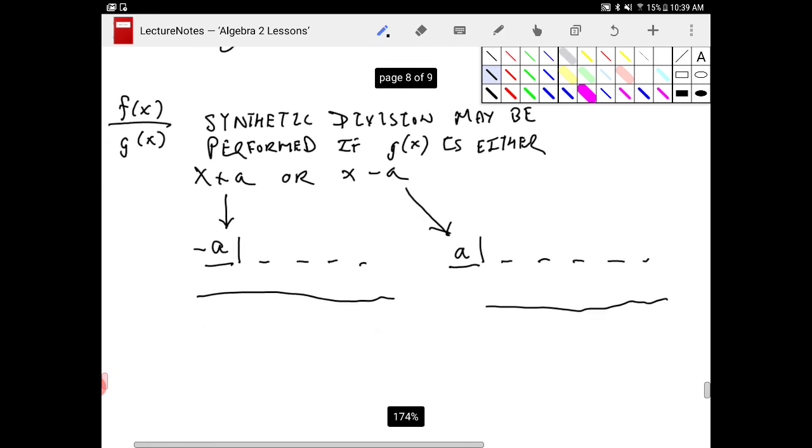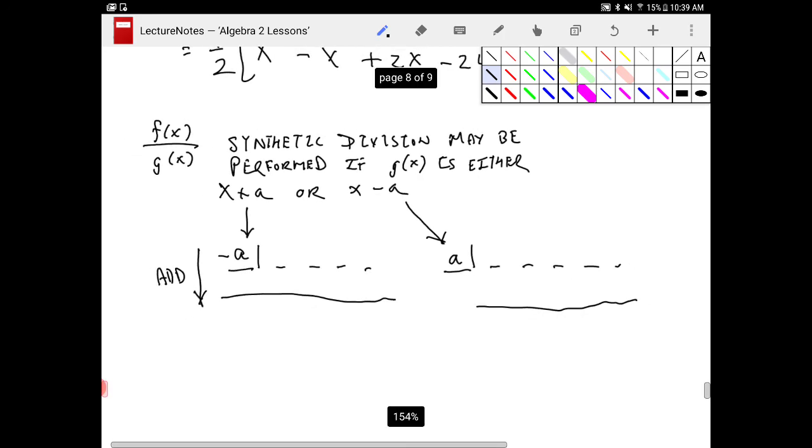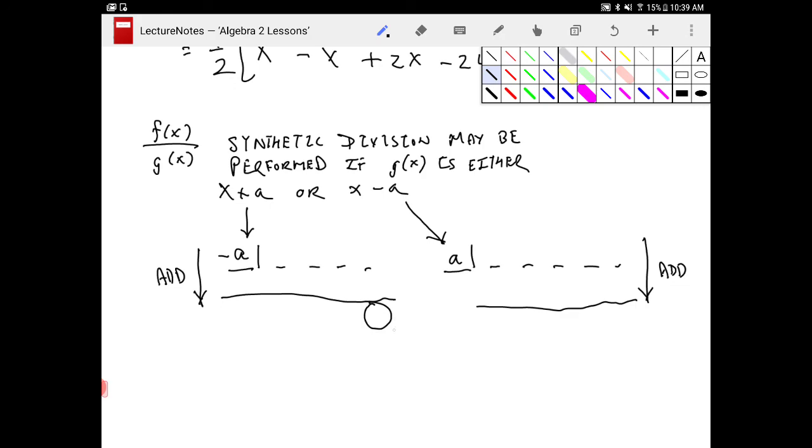Whenever you perform the synthetic division, we're always adding. We are always adding. The last number that you get, this is our remainder. And then all of these numbers over here end up being the coefficients.